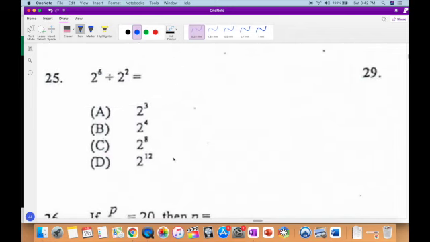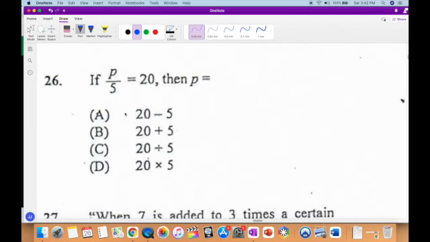We have here a simple laws of indices question, and you know when you divide, you minus the indices, so this is 2 to the power of 4. And a simple question here, you just have to multiply over the 5. So 5 2s are 10, so that's 20 multiplied by 5, right?